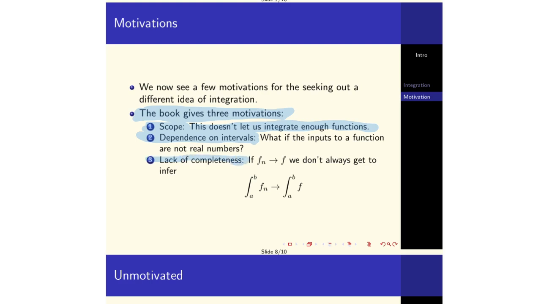And then they talk about the lack of completeness, which is the idea that if you have a sequence of functions that converges to some particular function, then you would hope that the sequence of corresponding integrals, right? I'm leaving out a lot of the details, and all the details that I'm leaving out are in the textbook, but you would need that these functions are Riemann integrable.